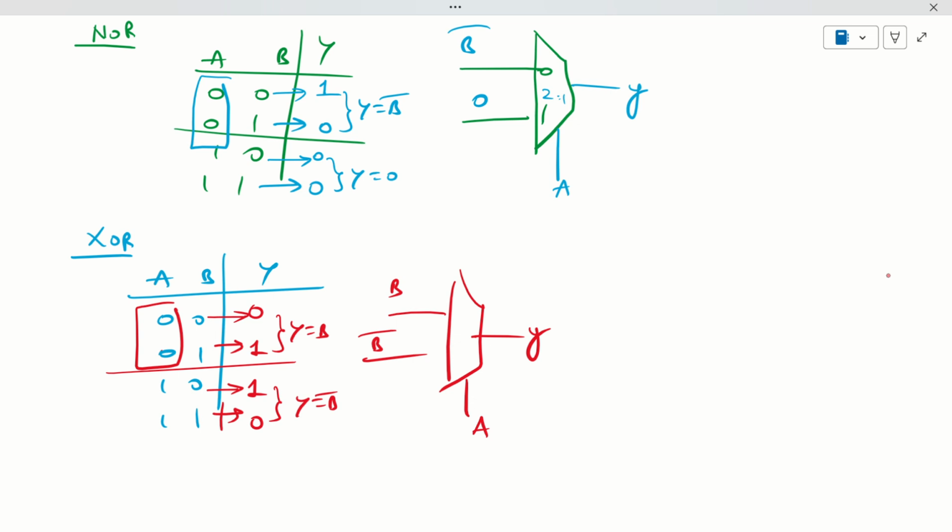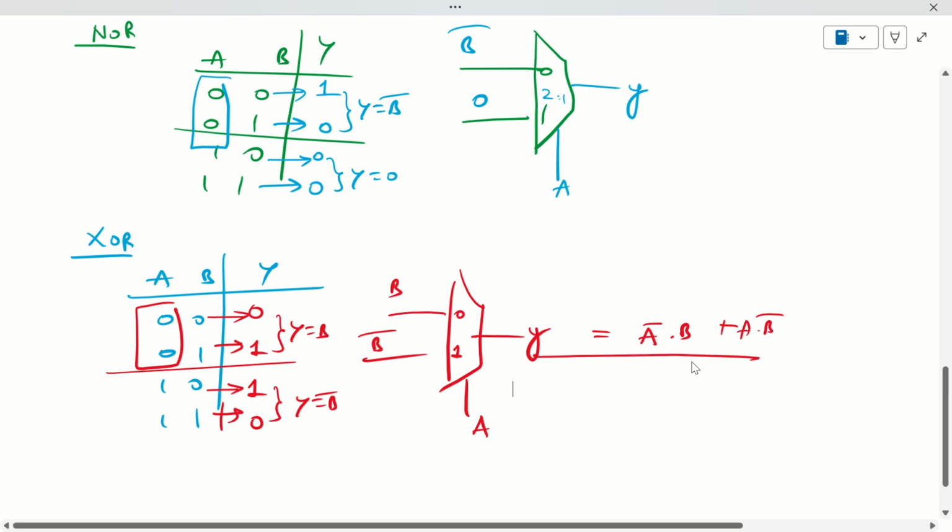Okay. So this is 0, this is 1. What expression can you write? A bar into B plus A into B bar. Right? This is the expression of the XOR gate.